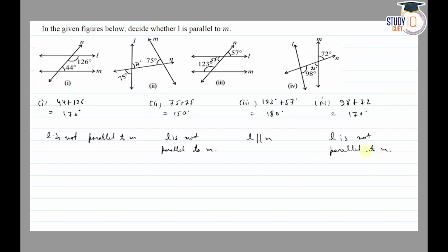M. So only in the third option we have the sum of interior angles equal to 180. So L is parallel to M in only option third.